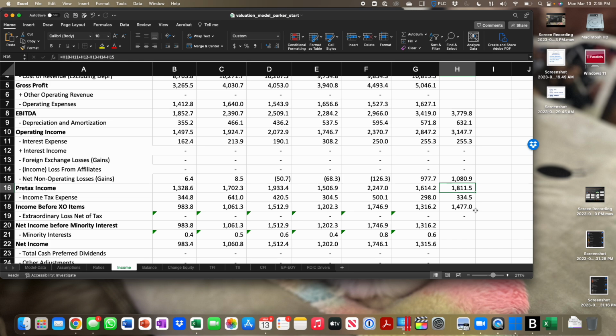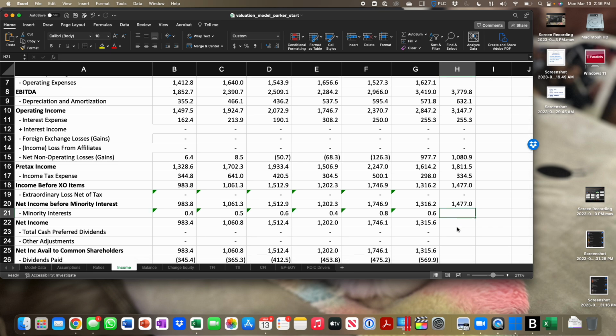Okay, pre-tax income. So I just took G16 and copied it over to H16, because that had the right formula in it, because I'm just following the pluses and minuses over here on the left. Okay. All right, so back to income before extraordinary items, minus the extraordinary loss, which is 0. That would give us our income before minority interest, so equals H18 minus H19, same number, 1477.